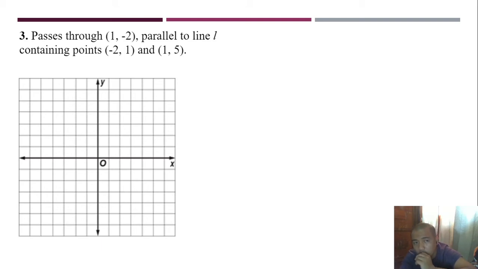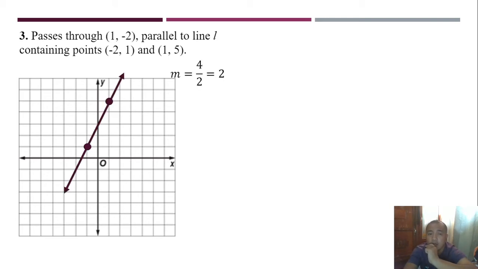Next, passes through 1, -2 parallel to line L containing points -2, 1, and 1, 5. First, plot the points -2, 1, and 1, 5. Get the slope, which is 2. Rise is 4. Run is 2. 4 divided by 2 is 2. Now, since they are parallel, they will have the same slope, which is 2.